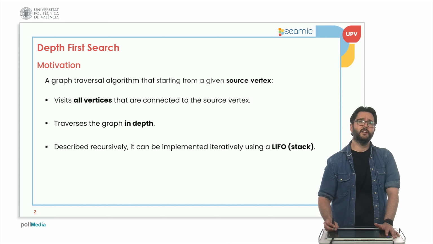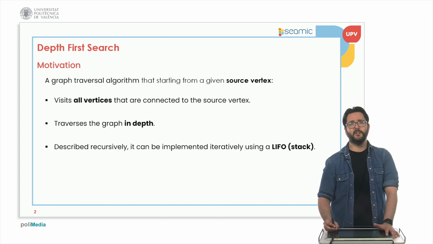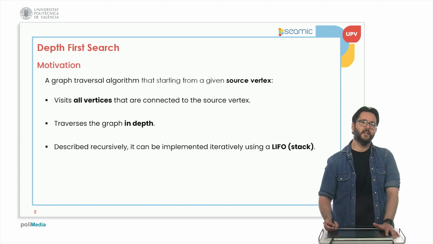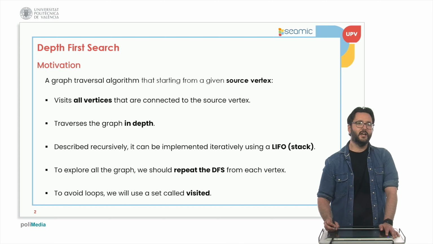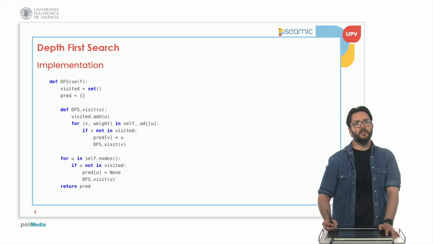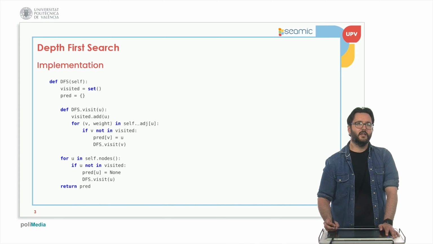This is usually described recursively, but it can be implemented iteratively using a LIFO, a stack, that simulates the call stack that we have in the recursive case. To explore all the graph, we should repeat the DFS from each vertex, and we are using again a set called visited as we did in the BFS case. Let's take a look at the algorithm.